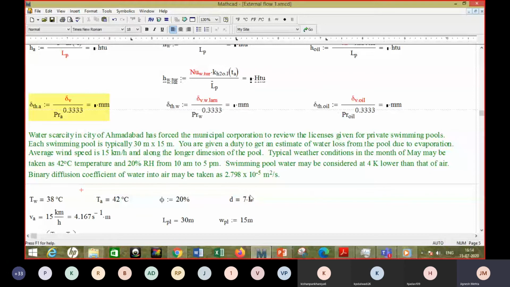Those data have been written here in the first two rows. As you can read, the water temperature is 38, air temperature 42, relative humidity 20%. This D is the day length, 7 hours. Velocity of air is 15 kilometer per hour, that is 4.167 meter per second. Length of the pool is 30 meters and width is 15 meters. Again, the assumption is that the flow is along the length of the swimming pool.